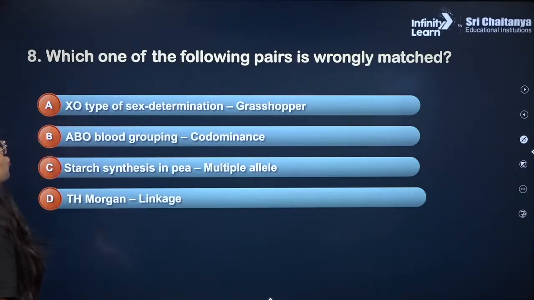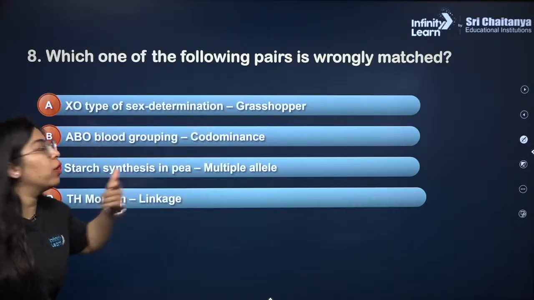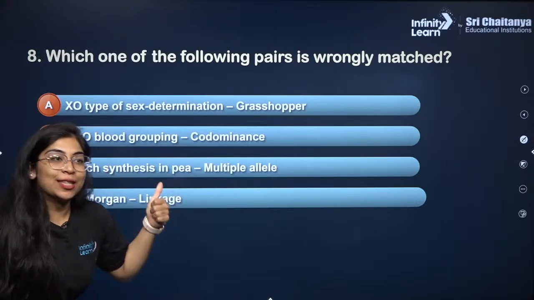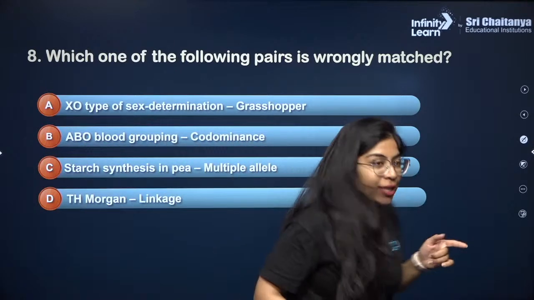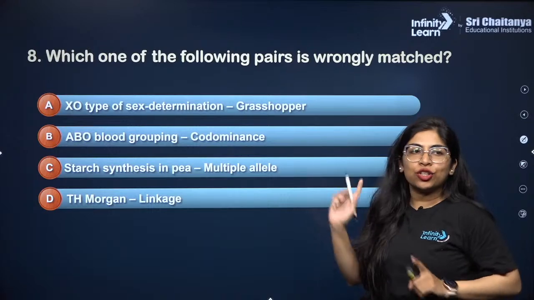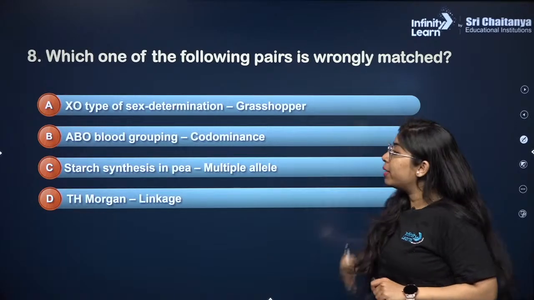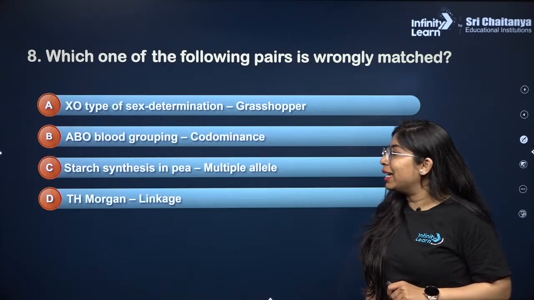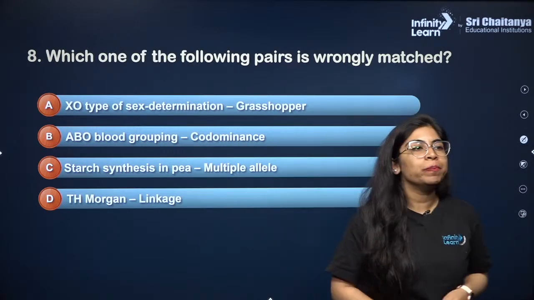Okay, everyone, question number 8. Which one of the following pairs is wrongly matched? Wrongly matched, I'm saying. If you know the three correct ones, then also you can answer it very fine. Exotype of sex determination is shown in grasshopper. ABO blood group is an example of codominance. Starch synthesis in P is an example of multiple allele. T.H. Morgan gave the concept of linkage.